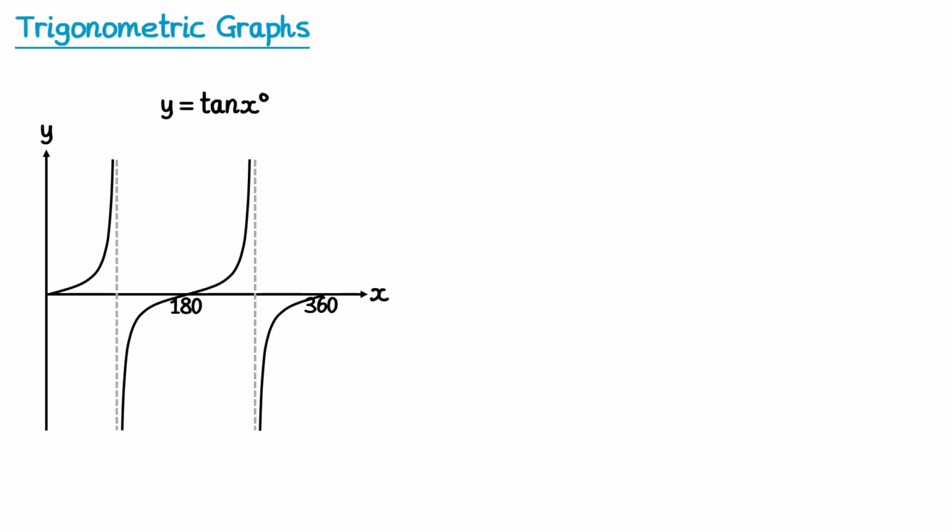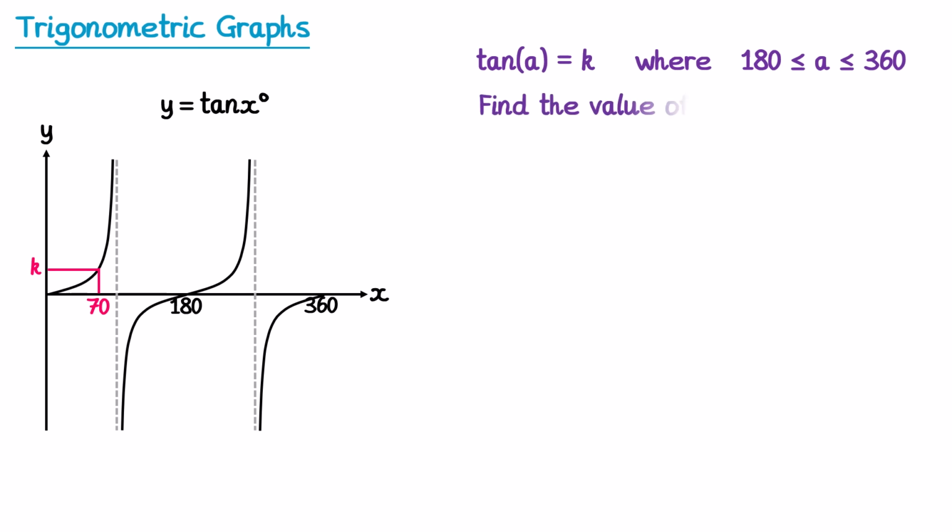For our final question, we're going to look at how you can do the same sort of process with the graph of tan. And just like in everything we looked at before, tan is ever so slightly different. So for this question, they're going to mark on a value, in this case it's 70, and we're going to be told that tan of 70 is equal to k. And we're going to solve tan of a equals k, where a is between 180 and 360, and we need to find its value.